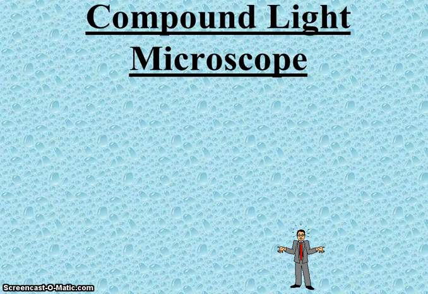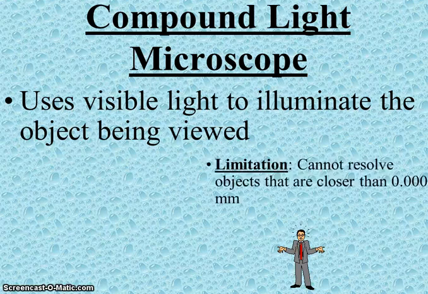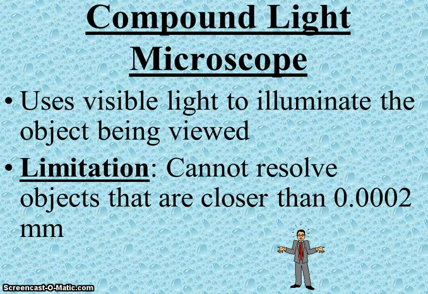The microscope that we use in class is called the compound light microscope. Okay, so this is going to use visible light, hence the light component of the name, to illuminate the object being viewed. So we're actually going to be plugging in the microscope and a light will turn on so we can see the object we're viewing. Okay, it's called compound because it has a double set of lenses. It has a lens at the eyepiece and then there's a lens in what we call the objectives.